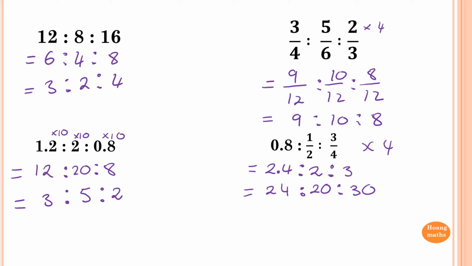Because it's 24, 20, and 30, I can halve all these numbers. So half of 24 is 12, half of 20 gives me 10, and half of 30 gives me 15. And you can't do anything else, because that's the simplest form you can get. All right, let's move on.